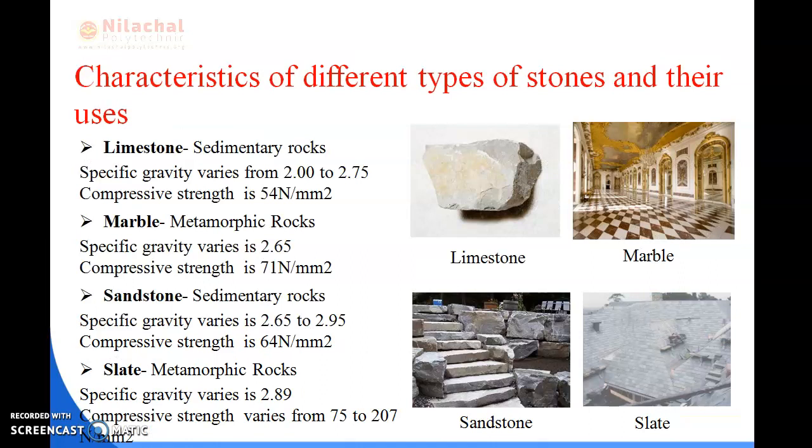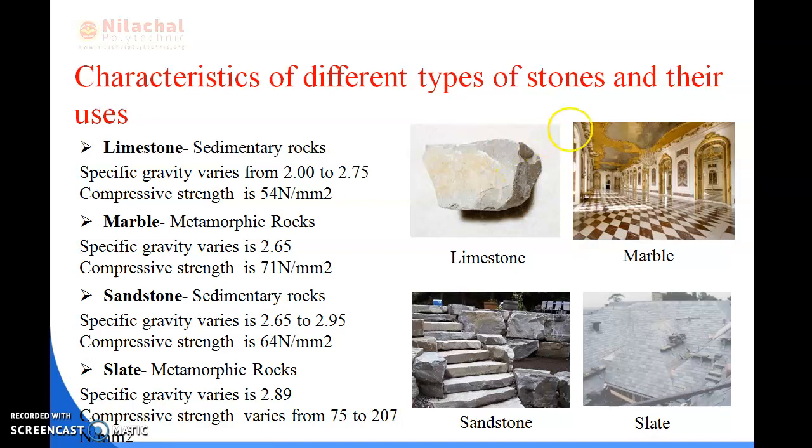Okay, next is limestone. Here you can see the diagram of limestone. It is known as sedimentary rocks, and its specific gravity varies from 2.0 to 2.75. Its compressive strength is 54 Newton per millimeter square. Limestone is used in our floors, steps, walls, and road metals.